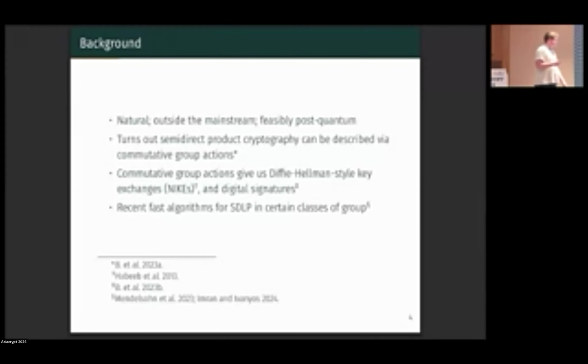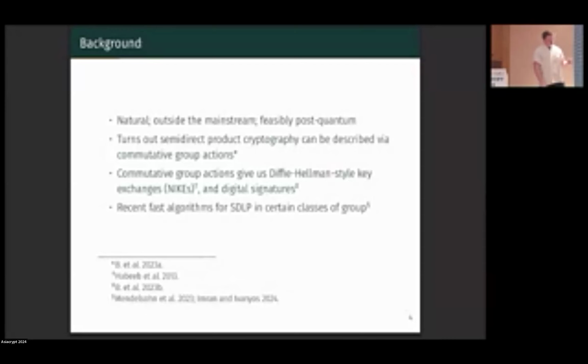Why do people study this? Well, I hope I've argued at least briefly that it's not trivially quantum vulnerable. I mean, there's at least some work that goes on here. It's quite a natural thing to think about, and in the spirit of this recent NIST drive to boost the diversity of the post-quantum roster, it's also nice that it exists outside the mainstream.